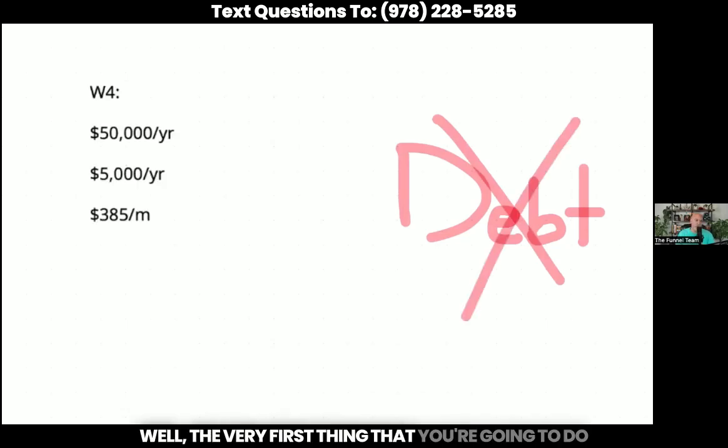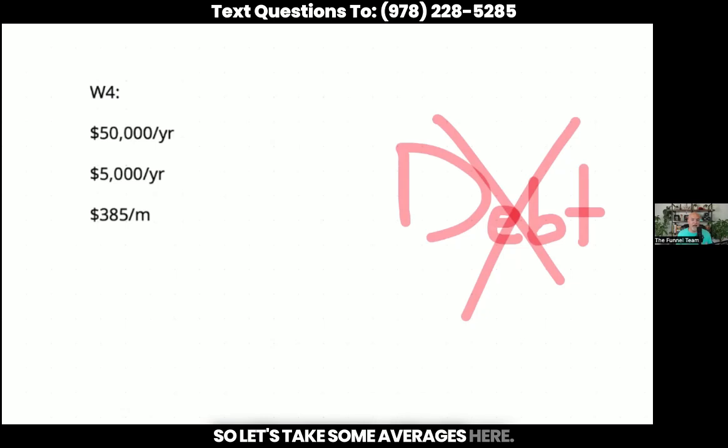Well, the very first thing that you're going to want to do is adjust your W-4. So as an example, I'm just going to put some stuff here. You're going to follow along. Adjusting your W-4 is going to give you, on average, about a 10 to 15% increase in your paycheck.